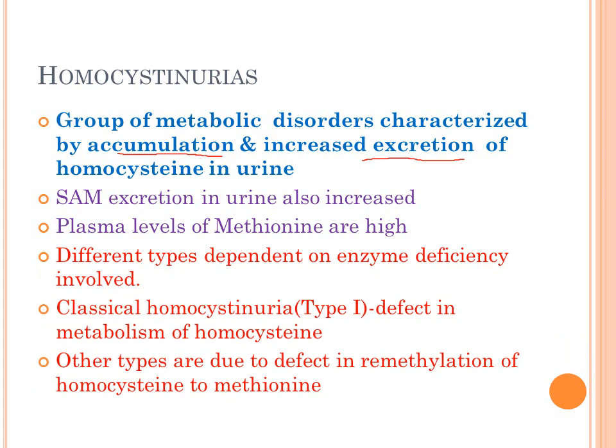Though different types of enzyme deficiencies are responsible for this, classical homocystinuria is because of the metabolic defect in the metabolism of homocysteine, while the other types, type 2 to 4 which are defined, are defects of remethylation of homocysteine to methionine, and they are also mostly because of defects of the vitamin coenzymes. Their metabolism is responsible for the disorders of the other types of homocystinuria apart from type 1 homocystinuria.